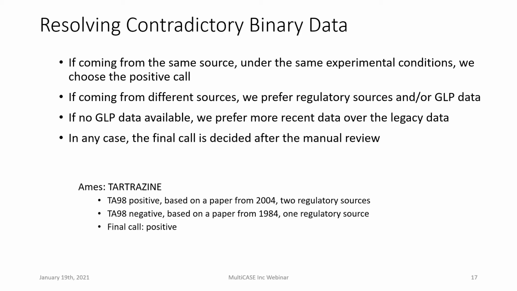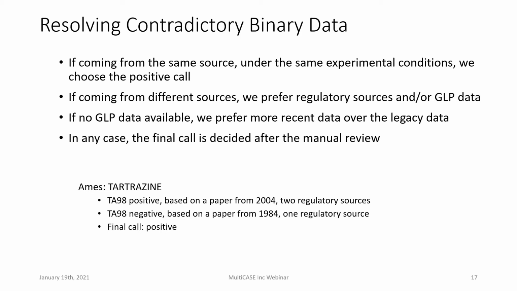If it's coming from different sources, for example from different papers or different databases, we prefer regulatory sources and/or GLP data, for obvious reasons. Regulatory sources are quite frequently curated internally. GLP data, at least, are reproducible. Quite frequently they come with experimental details, so we can actually review them and make our own decision. If no GLP data are available, we would prefer more recent data over legacy data.